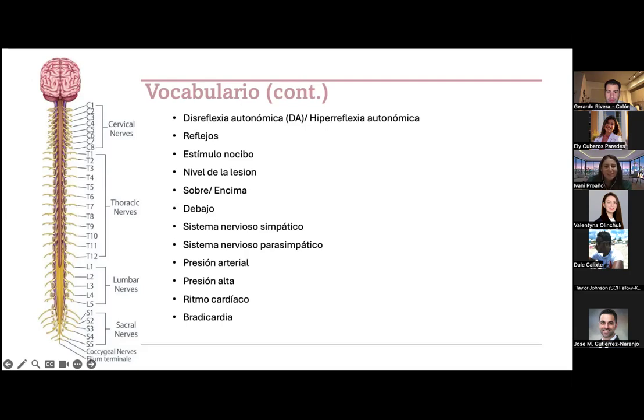And so we have el sistema nervioso simpático, the sympathetic nervous system, and we also have the parasympathetic nervous system, sistema nervioso parasimpático. We have presión arterial, so we really want to focus on blood pressure management when it comes to AD. Presión arterial is blood pressure. And we also have presión alta, which is high blood pressure. We're going to focus on the heart rate as well, ritmo cardíaco, the cardiac rhythm, and also bradycardia.